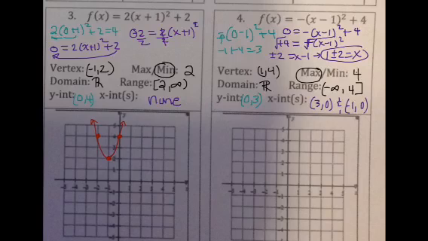So now we're going to plot this. The vertex is 1, 4. The x-intercepts are 3, 0, and negative 1, 0. And then I have a y-intercept of 0, 3. Since I have a 0, 3, then I know that I have a 2, 3 because of symmetry. Okay, and then connect your points, and there's your graph.